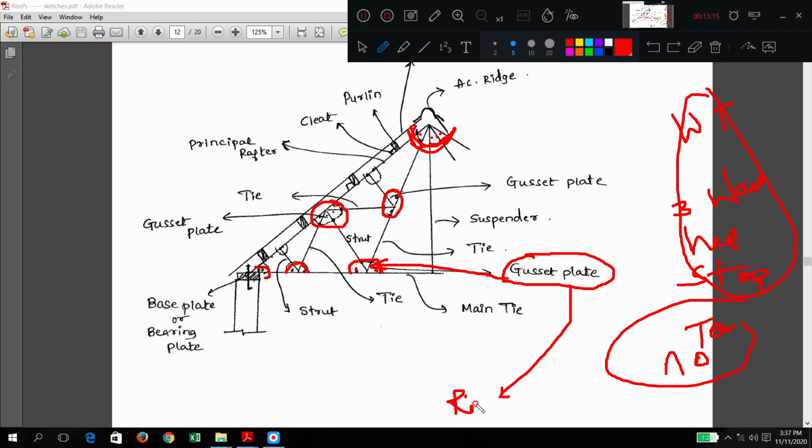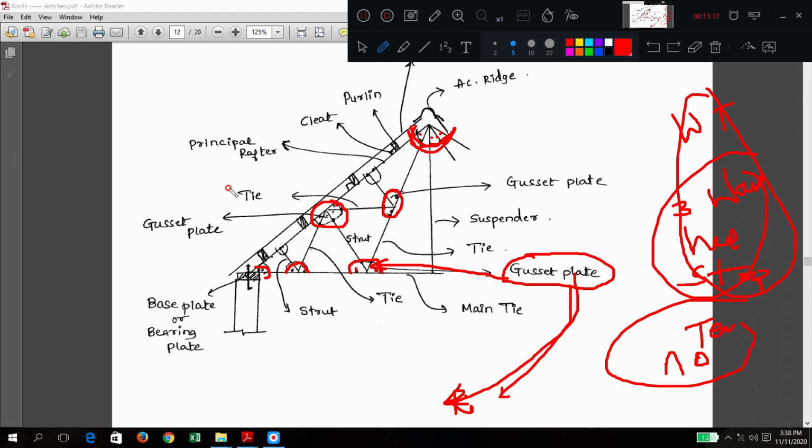So steel members use this type of joints. Wooden members use this type of joints. Simple. The name is like that. Nothing more is there. Okay. So this is about steel truss. Now, what are the advantages of steel truss?